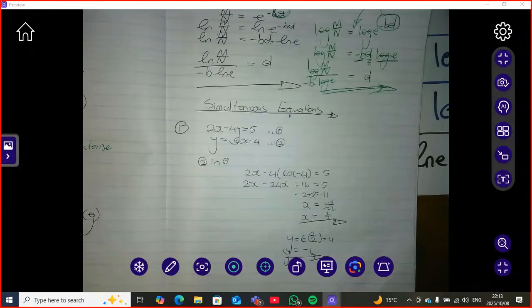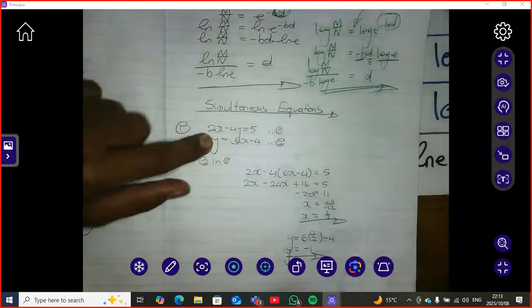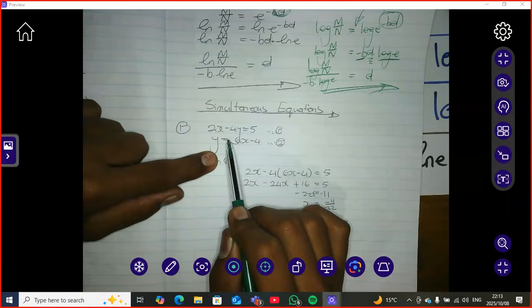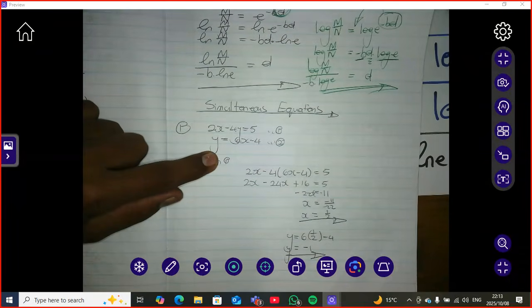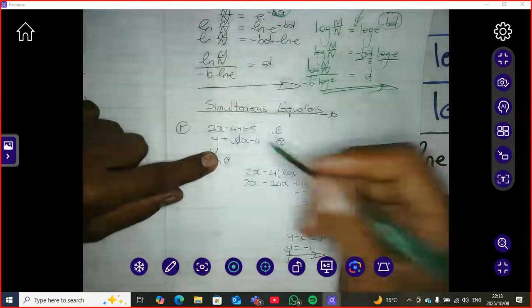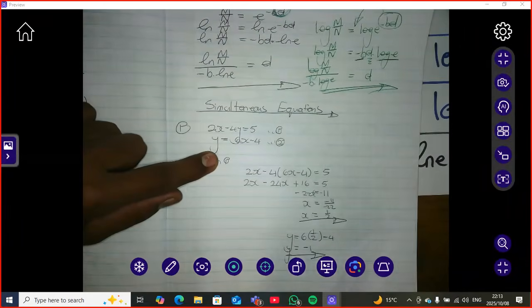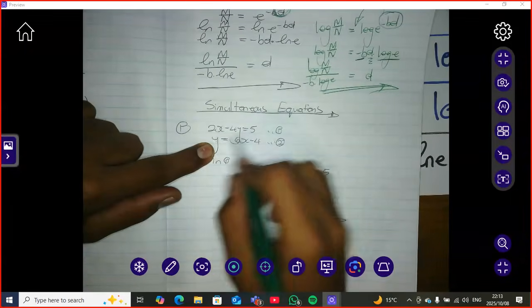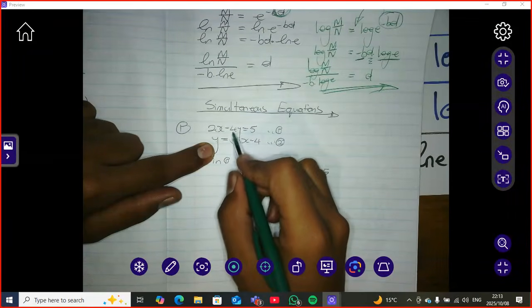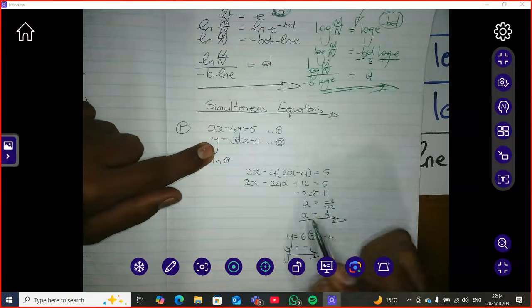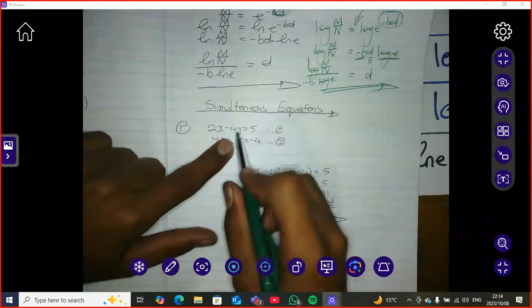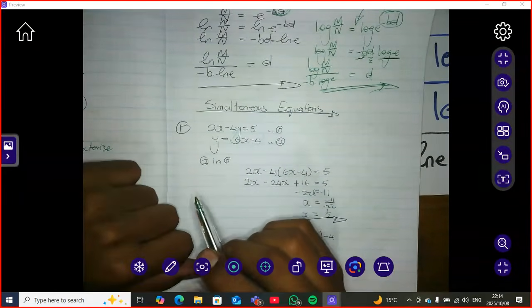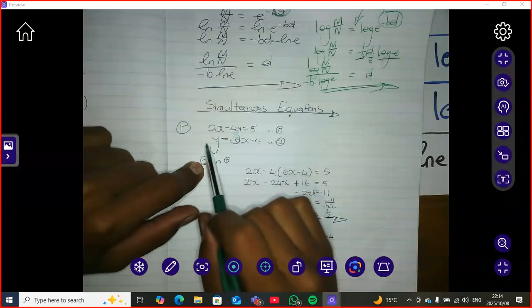Okay, simultaneous equations. I have 2x minus 4y equal to 5, and y equals 6x minus 4. Because my y is alone, I can put this equation into here. So equation 2 into equation 1. I can do it the other way too, if I simplify the first one. It's up to me. I just got lucky that my y is alone here.